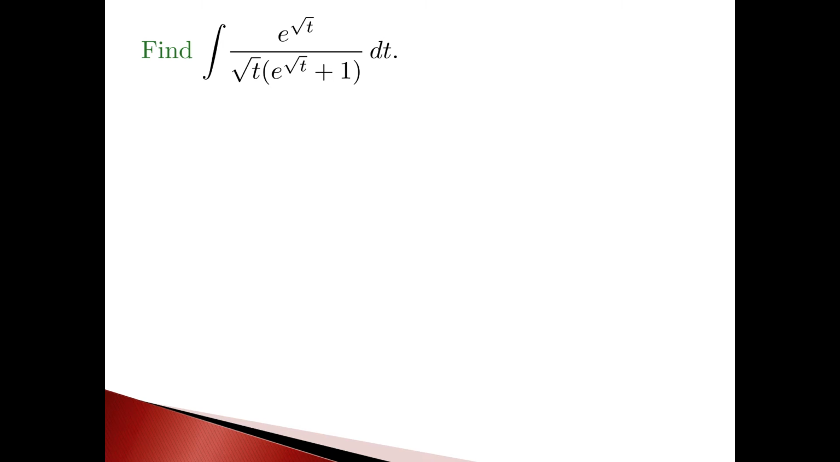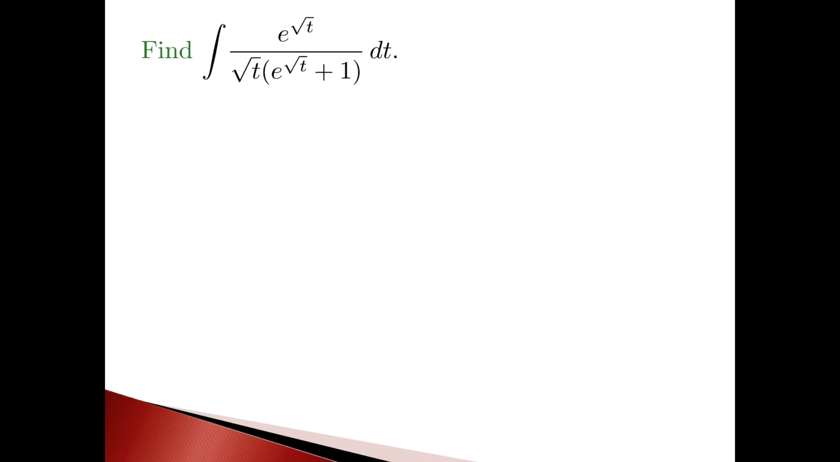Well, I might try letting the e to the square root of t in the top be my u. But then what do I do with the plus 1 in the bottom? So the right way to make this work, and the way to tell what the right way to do this is, is to start looking for the most complicated stuff that's inside of another function or inside of parentheses. Let that be your u.